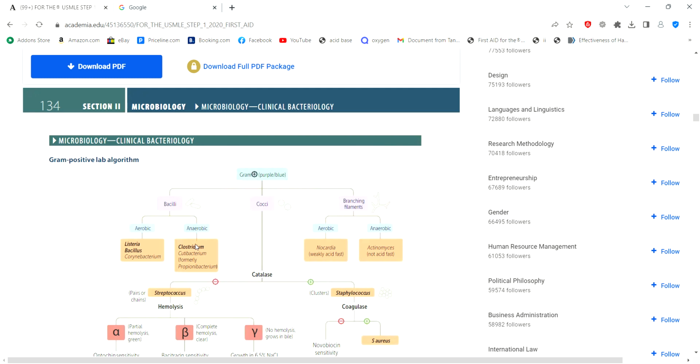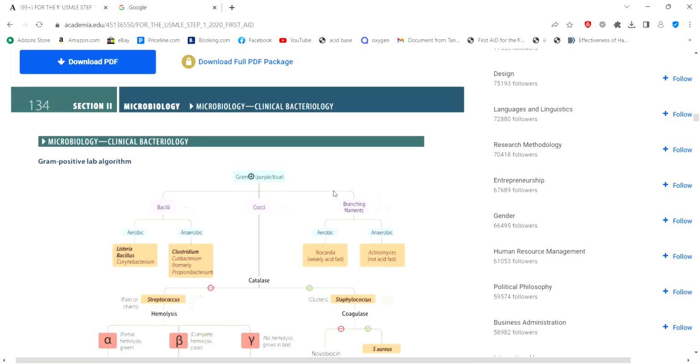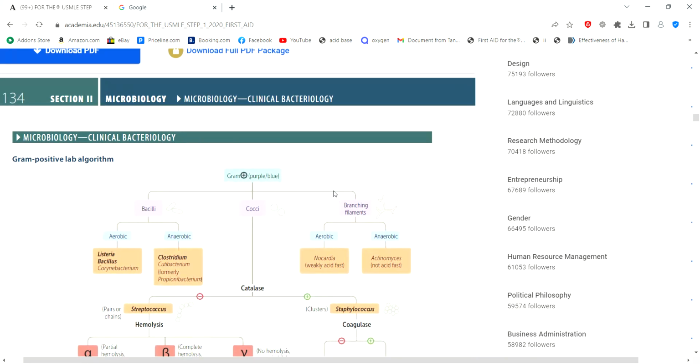Okay. All right. So we are going to be doing clinical bacteriology today. Hopefully everyone can see the screen. All right. Okay, so we're going to be starting with gram positives.